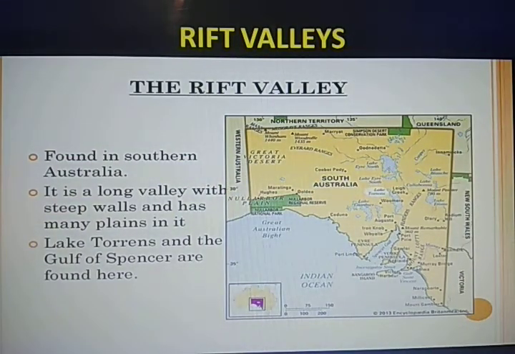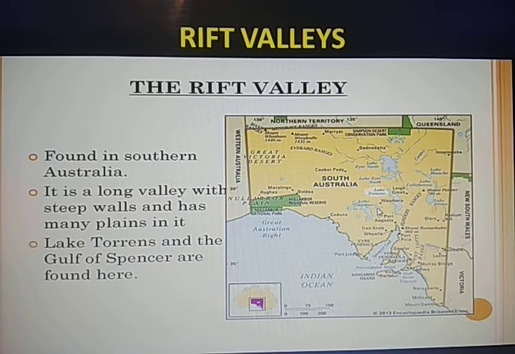We will see the next part in Central Lowland, the Rift Valley, which is found in the southern part of Australia, and it's a long valley with steep plains. Many plains are there, and Lake Torrens and the Gulf of Spencer are found here. So you are seeing Lake Torrens over here and the Spencer Gulf, which we are finding in this region. So this particular area is the Rift Valley area. We are getting Torrens, we are getting Lake Eyre towards the north, and in the south you are getting the Spencer Gulf, right? So this is the Rift Valley.